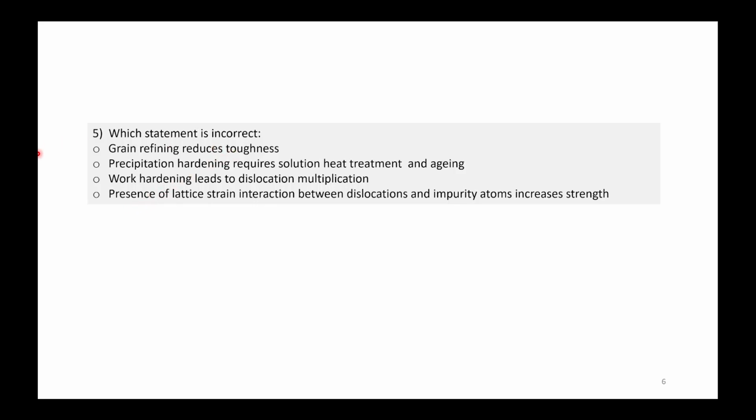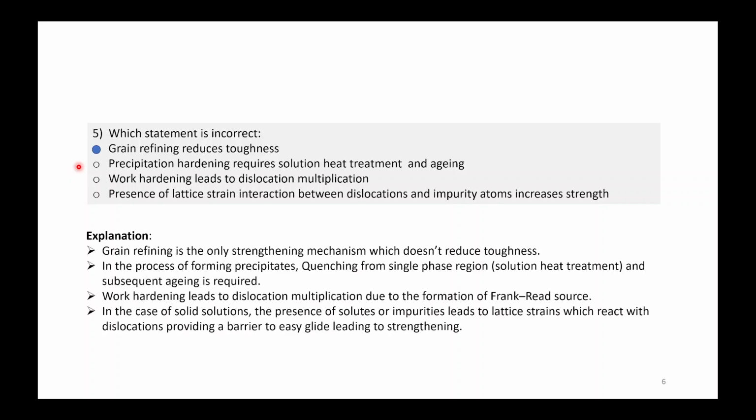Fifth is, which statement is incorrect? So grain refining reduces toughness, precipitation hardening requires solution heat treatment and aging, work hardening leads to dislocation multiplication, and presence of lattice strain interaction between dislocations and impurity atoms increases strength. The answer will be the first one, because grain refining is the only strengthening mechanism which doesn't reduce toughness.